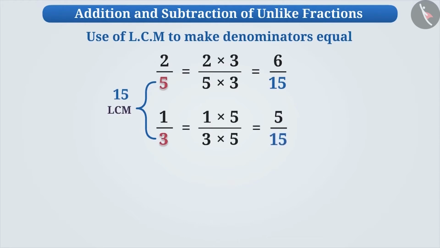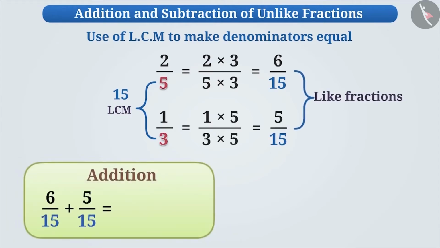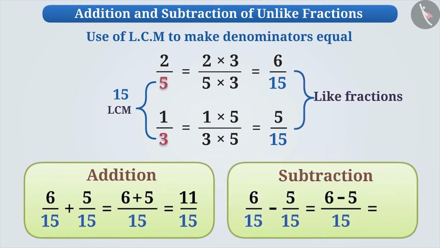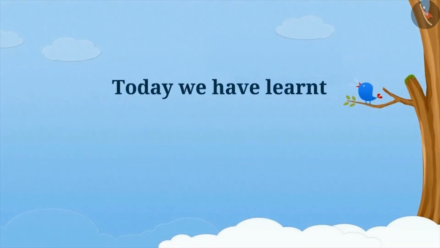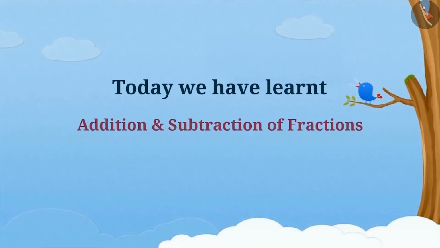Since the denominators of both the equivalent fractions are equal, both are like fractions. And to find the sum, we add the numerators and keep the denominator as it is. Similarly, to find the difference, we subtract the numerators and the denominator is kept as it is. Today, we have learned addition and subtraction of fractions. In the next video, we will see some examples related to this.